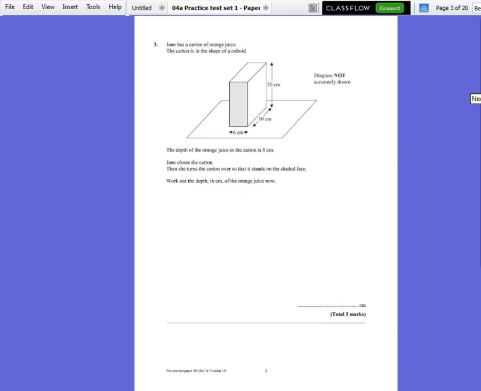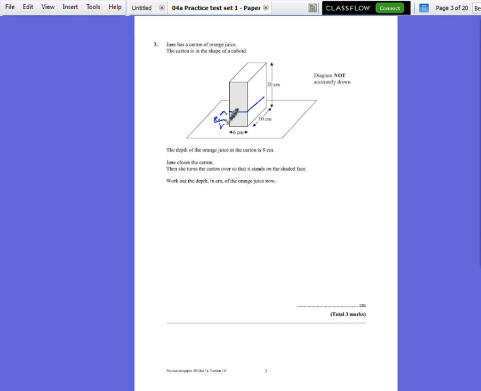Question 3. Jane has a carton of orange juice. The carton is in the shape of a cuboid. The depth of the orange juice is just 8 centimetres. So the carton isn't full, it is just up to 8 centimetres. Jane closes the carton and she turns it on its side so that the shaded face is face down. Work out the depth of the orange juice now.